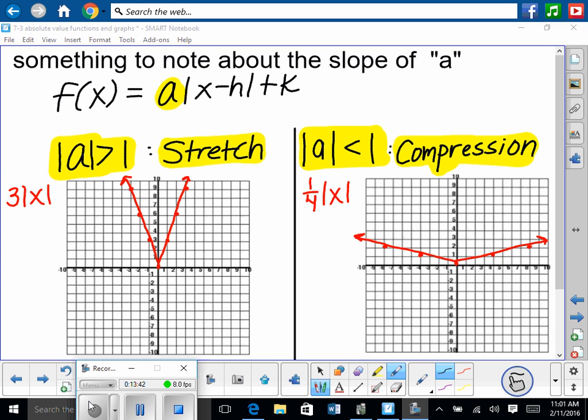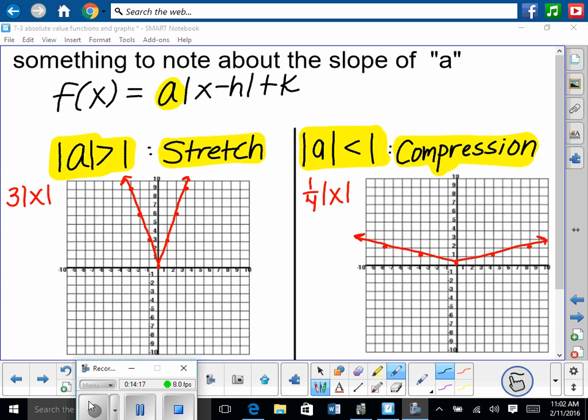But what we're technically doing here is we're either stretching or compressing our absolute value function. So let's look at this one. We have 3 times the absolute value of x. Do you see how we have no shift left and right, no shift up and down, but we're going up 3 over 1? Now look, didn't that take our absolute value and stretch it up? Now that will always happen. It'll always stretch it up if that a value is greater than 1.